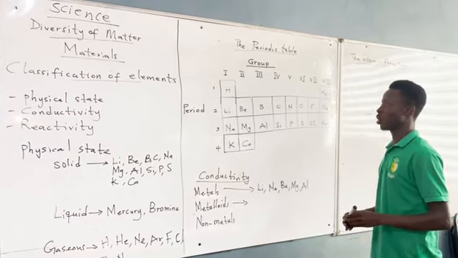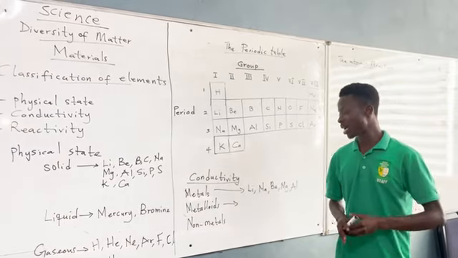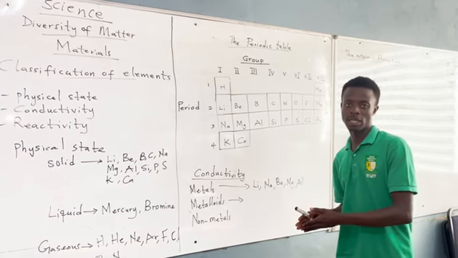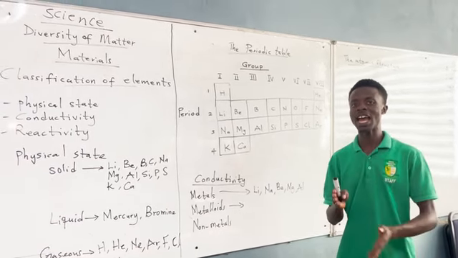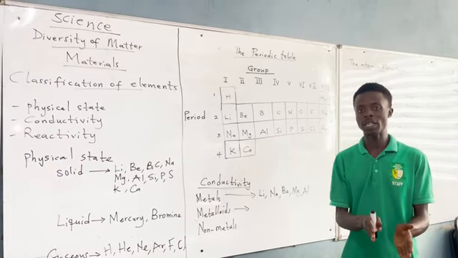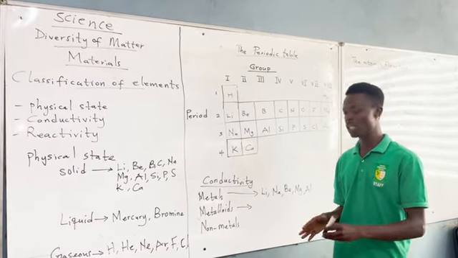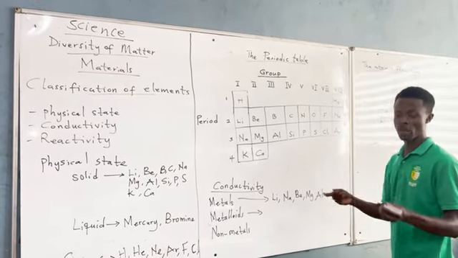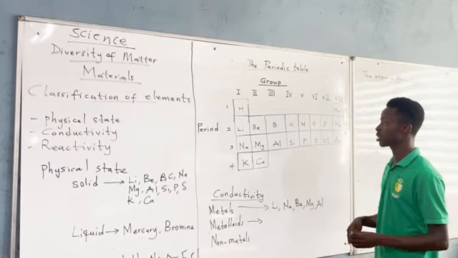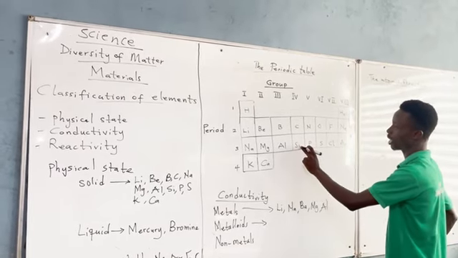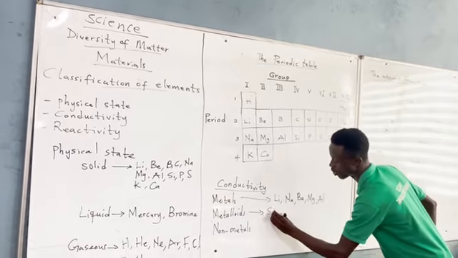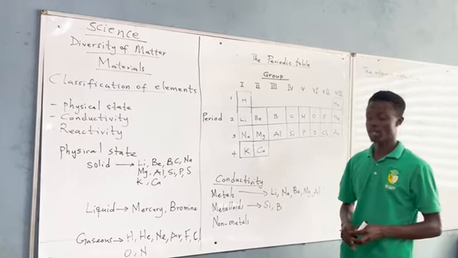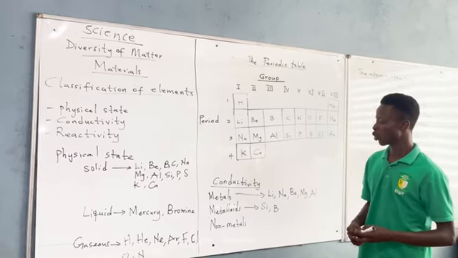And then we have metalloids. Metalloids are elements that are not bad conductors and also not good conductors. They lie between bad conductors and good conductors, so they are semiconductors. The elements that are metalloids are silicon and boron. So that's metalloids.